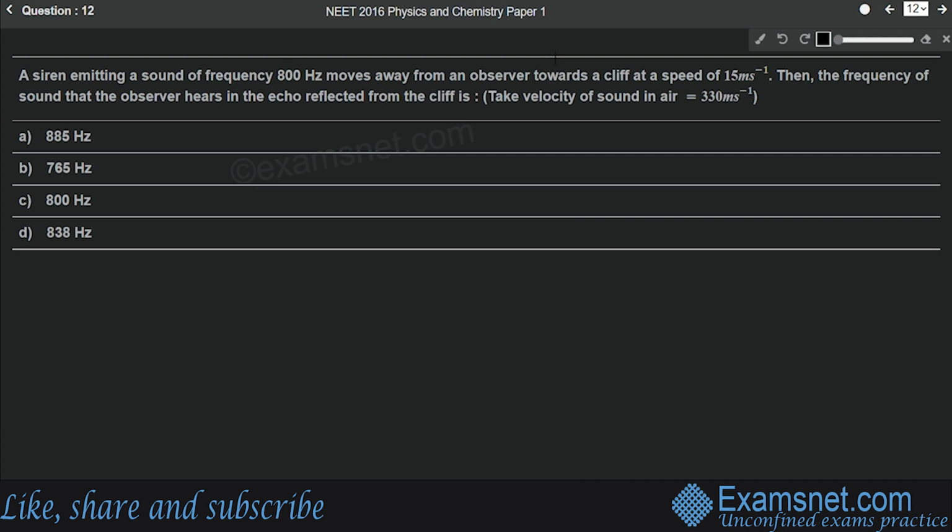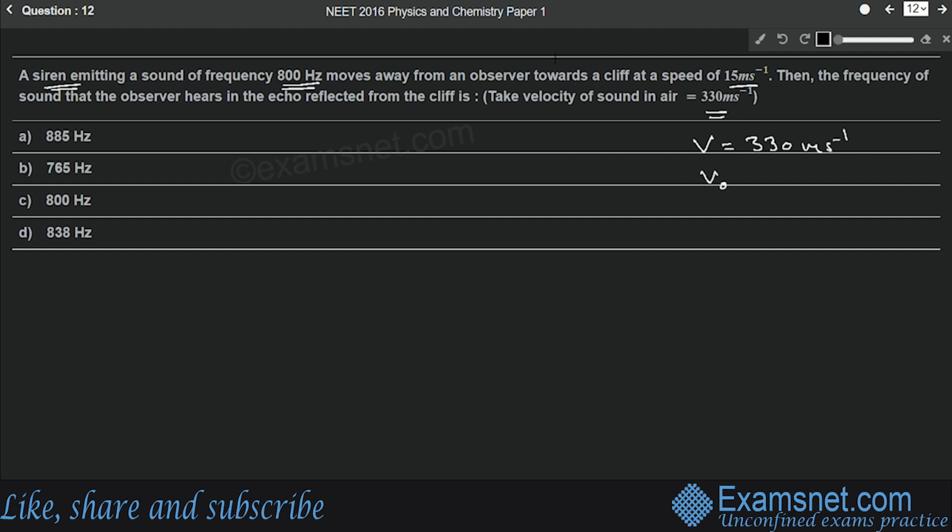Question number 12 is from the chapter Wave Optics, and the question is: a siren emitting a sound of frequency 800 Hz moves away from an observer towards a cliff at a speed of 15 meters per second. Then the frequency of sound that the observer hears in the echo reflected from the cliff is? The velocity of the sound in air is to be taken as 330 meters per second.